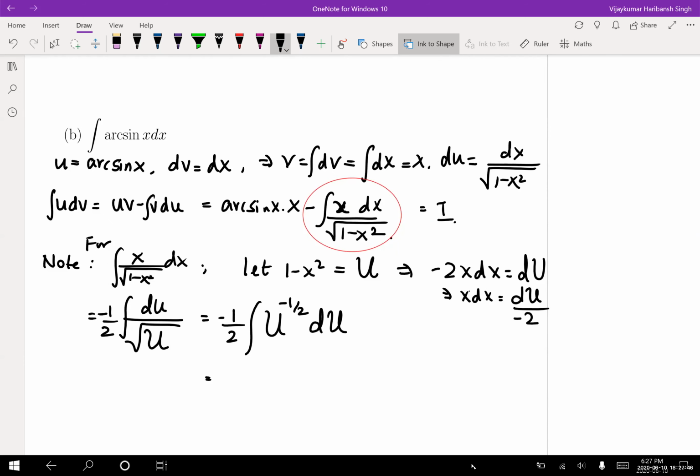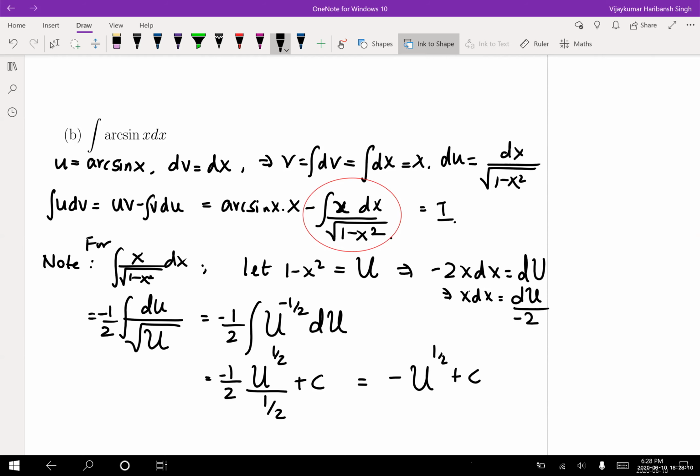So what is this integral? By power rule, this is going to be u to the power half plus 1, which is half, divided by half, plus c. Now that is going to be half divided by half, so that will cancel out with this half. So you get minus u to the power half plus c.